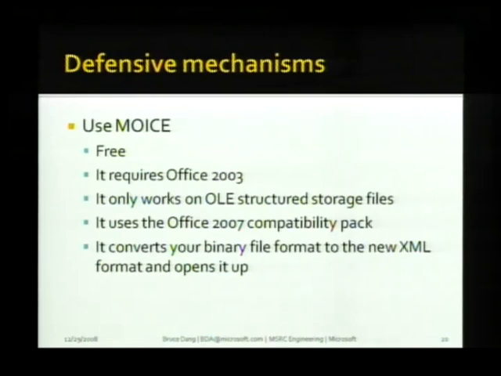The next one is you can use MOICE. MOICE was actually written to fix these targeted attacks, but not everybody can use it. It requires at least Office 2003. And the way it works is quite simple. It converts the binary file format to the new XML file format, and then reopens it using the XML part, the Office 2007 parser. So there are no more bugs there. And this is why when you download MOICE, they'll tell you you need to download the Office 2007 compatibility pack, and that's the reason why.